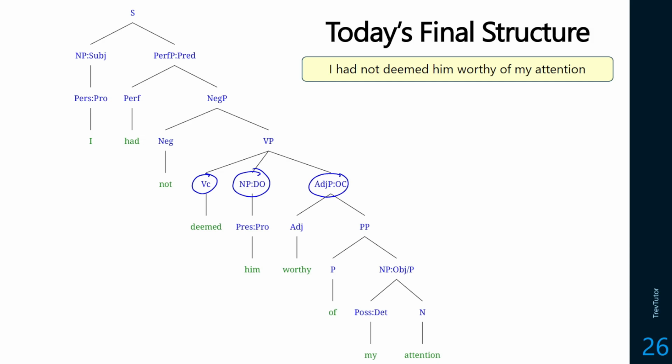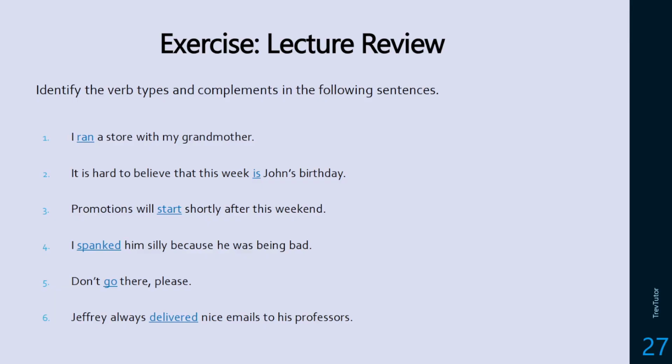So deemed him worthy of my attention. You're deeming someone, so that someone is the direct object, and we're saying that him equals worthy of my attention. So it's like an equals relationship. So that's an object complement, and we have a C verb, a consider verb. So just to make sure that we've understood this, let's try to identify the verb types and complements in these sentences. You can pause the video, and I'll go through the solutions now.